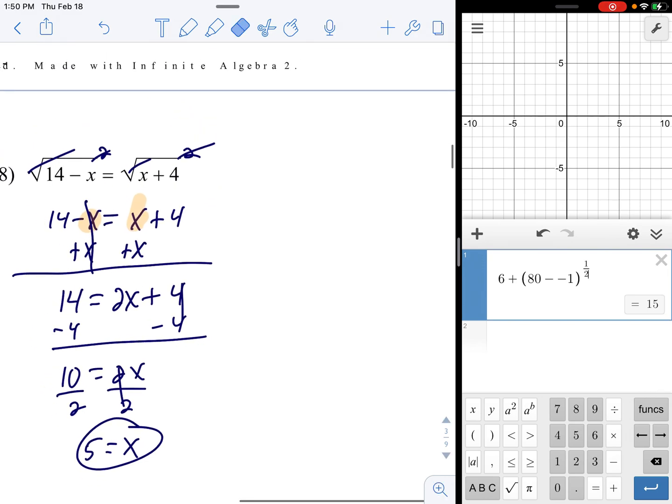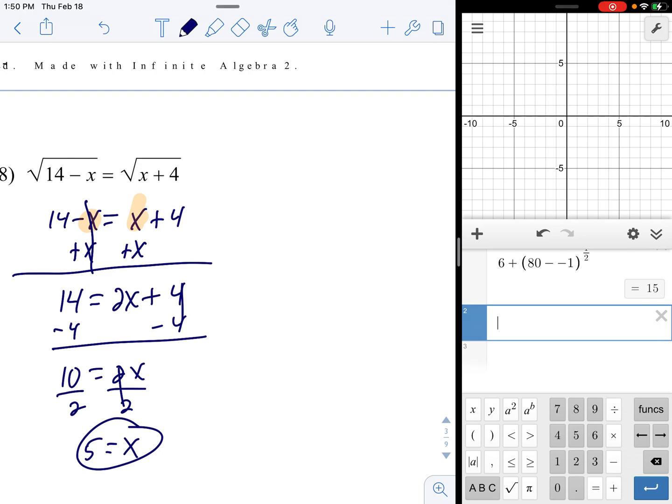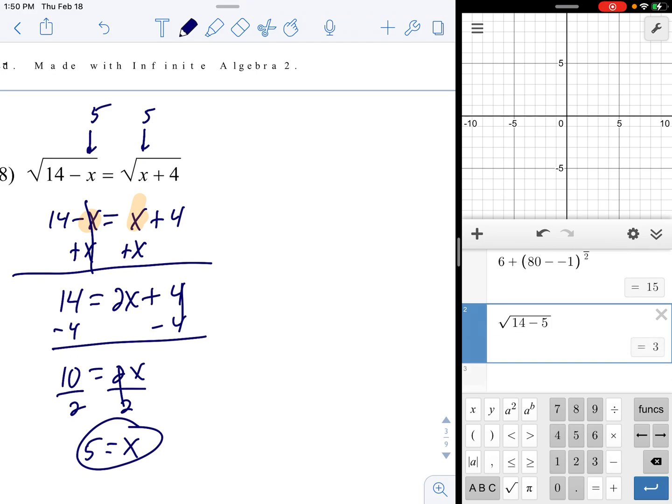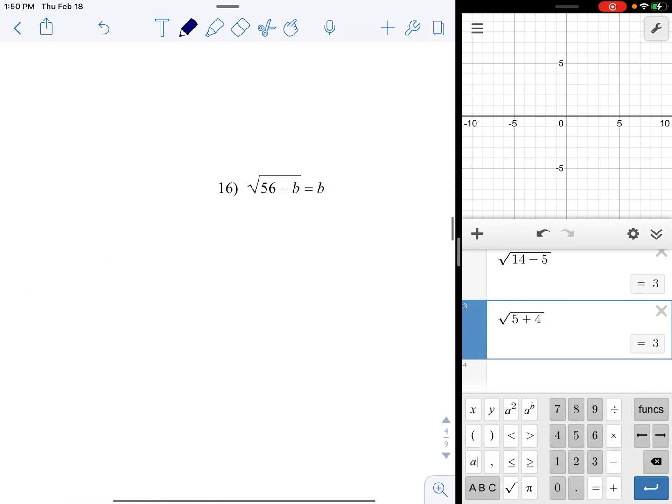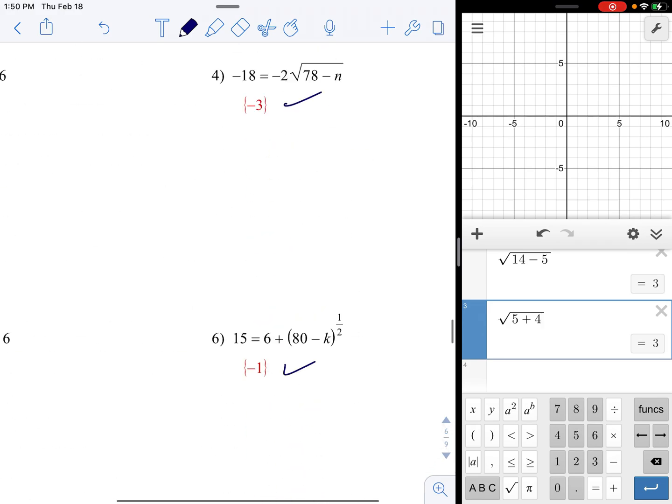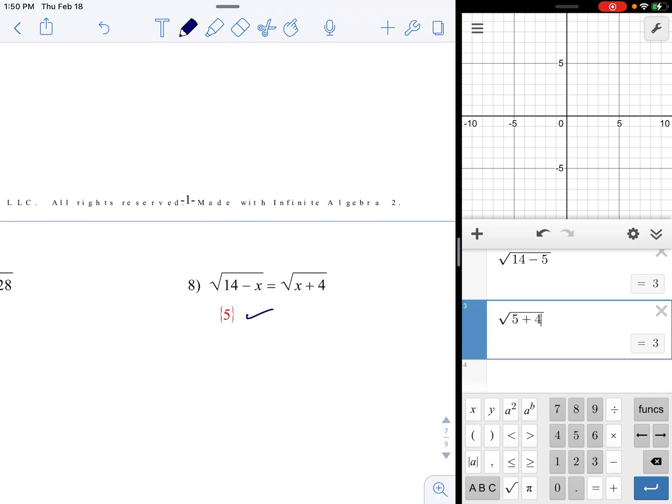If we go to check it, I need to go back to the original problem. And because there's an x on both sides of the equal sign, I'm supposed to plug a 5 into each one. So one, I've got square root of 14 minus 5, and I get 3. And then just on a new line on the calculator, I'm going to do a square root of 5 plus 4. And you see there on the screen, I get equals 3 on both of them. So they both equal 3. That means that is correct. It is not extraneous. Number 8, if I scroll down, is 5 right there.